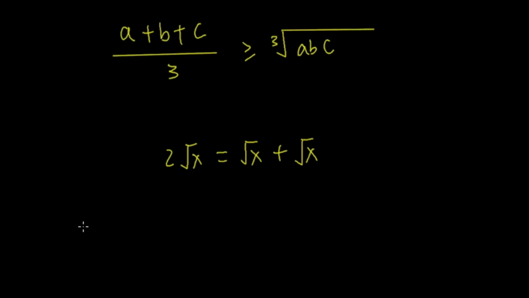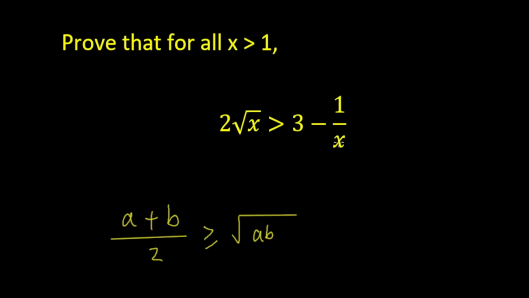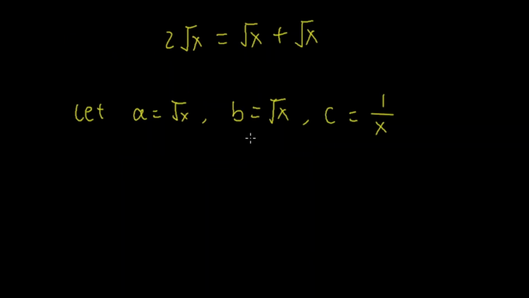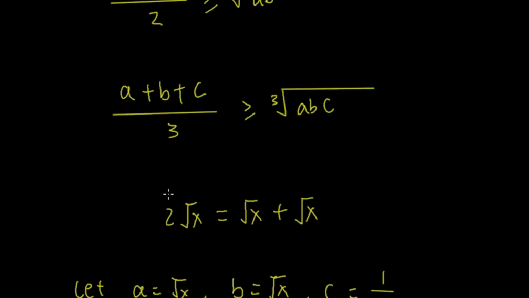So now let a equal this square root of x, and then b equal this square root of x, and then c equal this term, 1 over x. Now, this side will be square root of x plus square root of x plus 1 over x, all divided by 3. That's the average of these three terms.